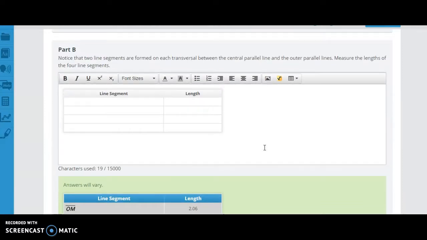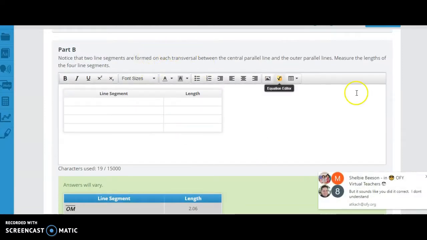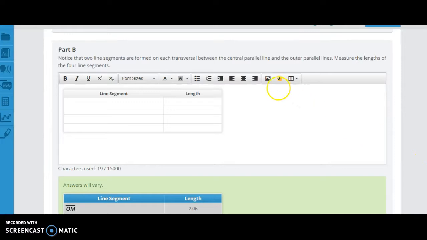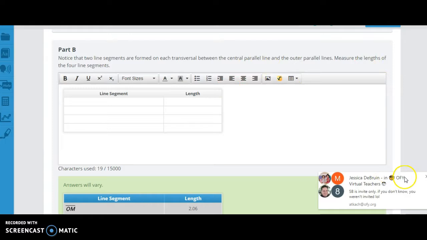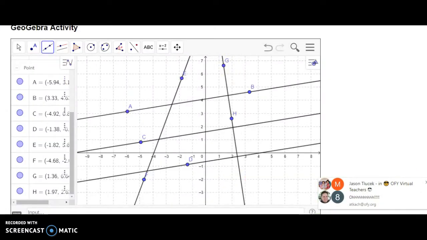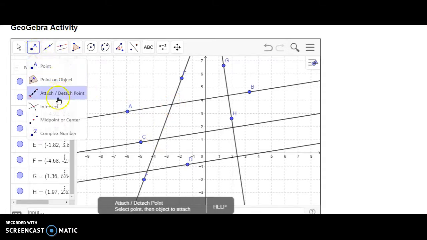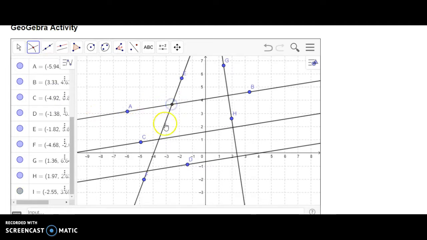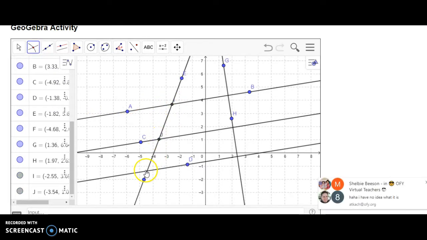And let's see. Notice that 2 line segments are formed on each transversal between the central parallel line and the outer parallel line. Measure the lengths. So it says 2 line segments are formed on each transversal between the central parallel line and the outer parallel line. Okay. Between the central parallel line and the outer parallel line. So what we need to do now is make a point that intersects all these spots here.